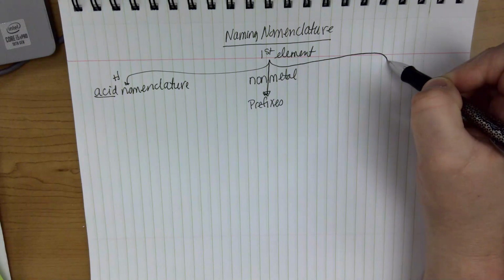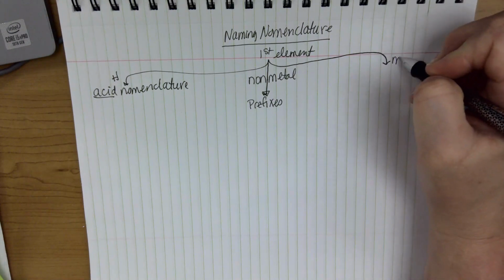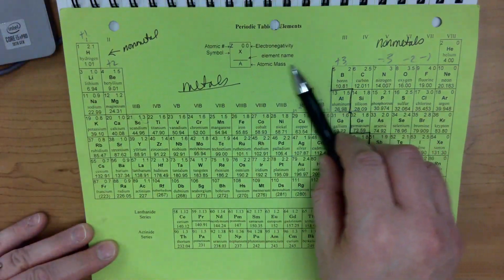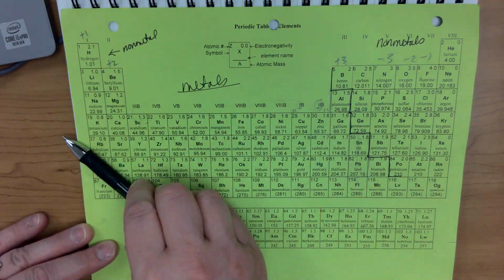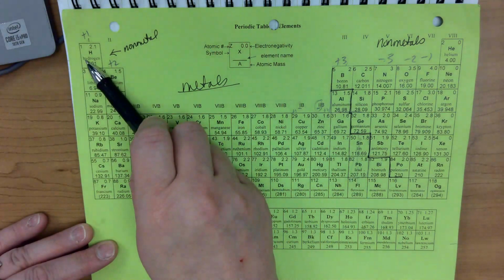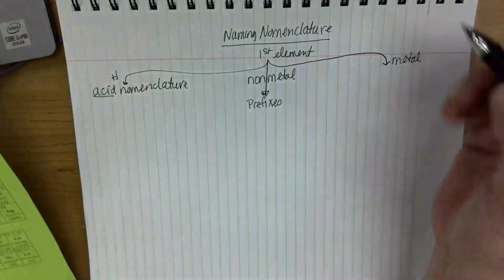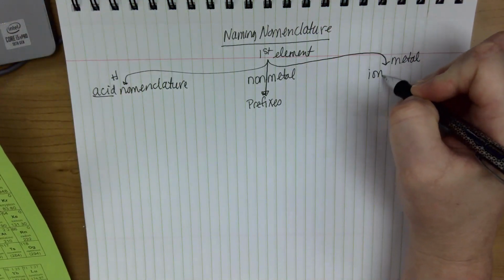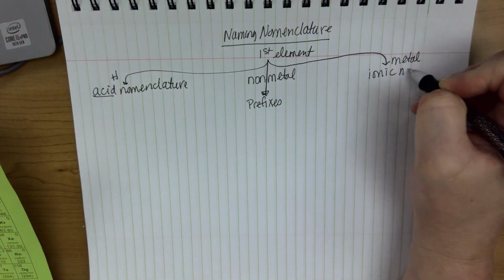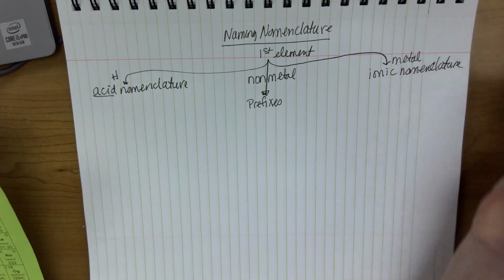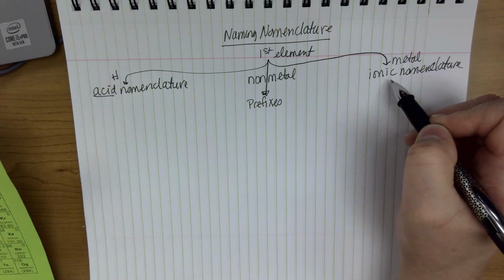Our next choice is if the first thing is a metal. A metal, you say, what's a metal? Well, a metal is anything to the left of the metalloids except for hydrogen. Hydrogen's a nonmetal, but every other thing here is a metal. Now, if it's a metal, that means we're going to follow the rules for ionic nomenclature. And now there's two different types of ionic.